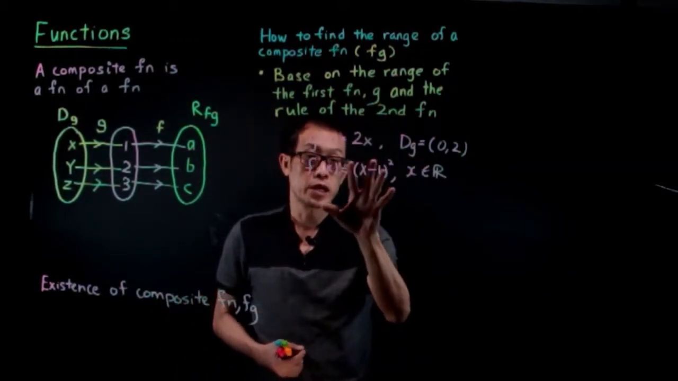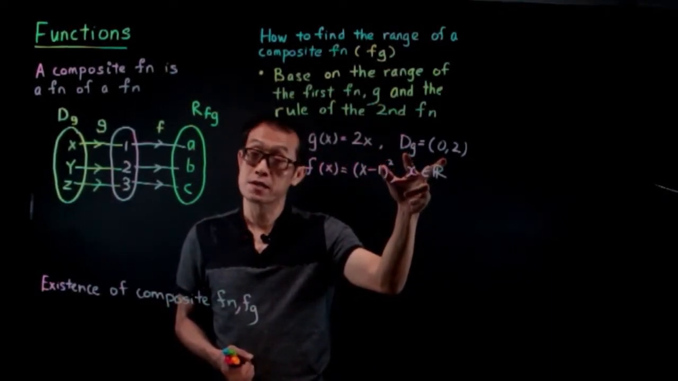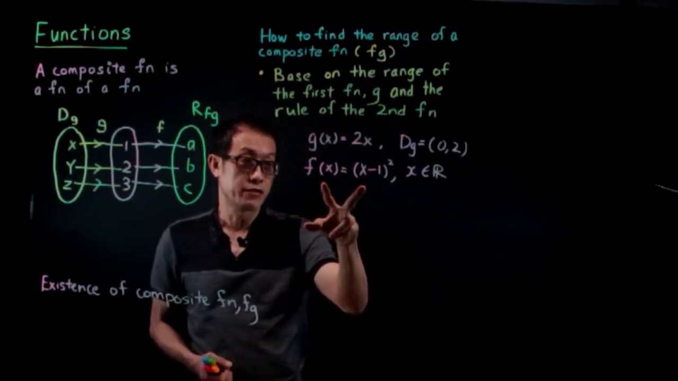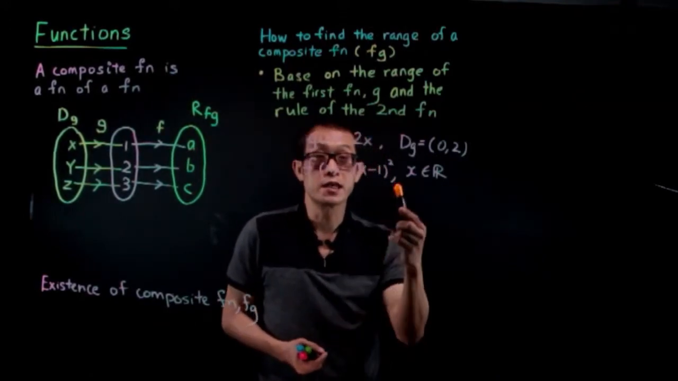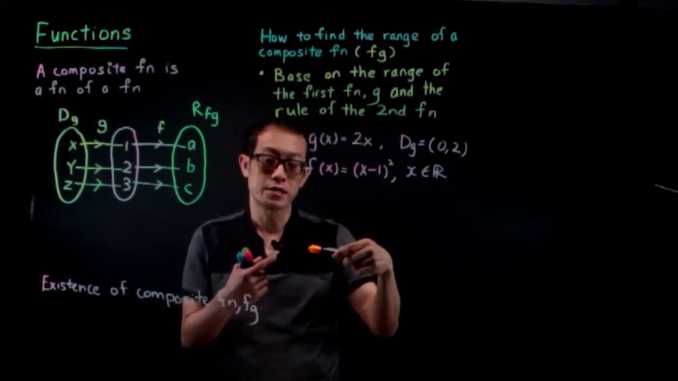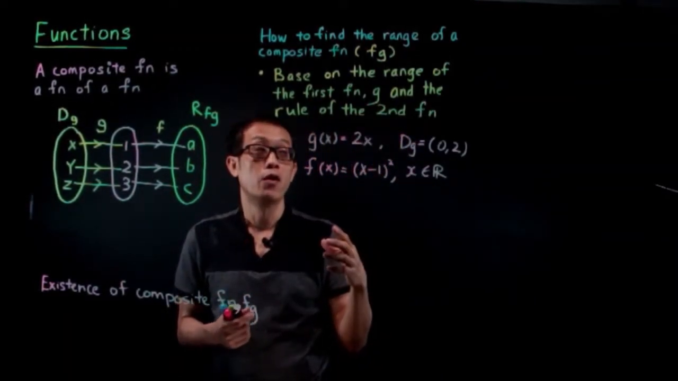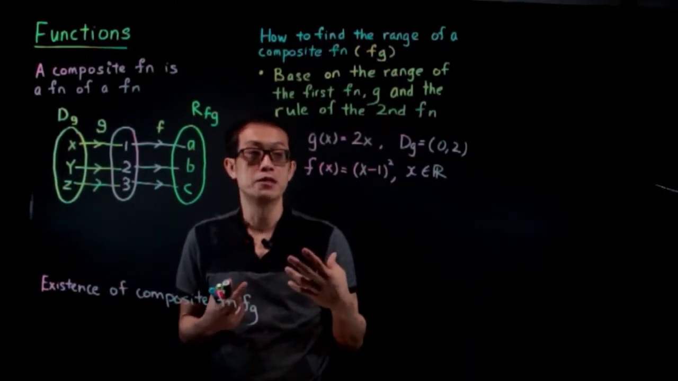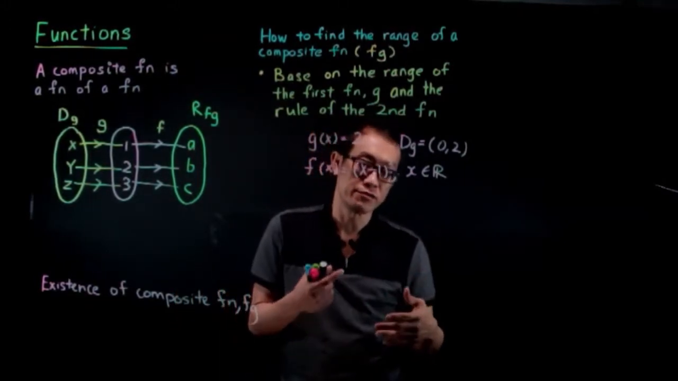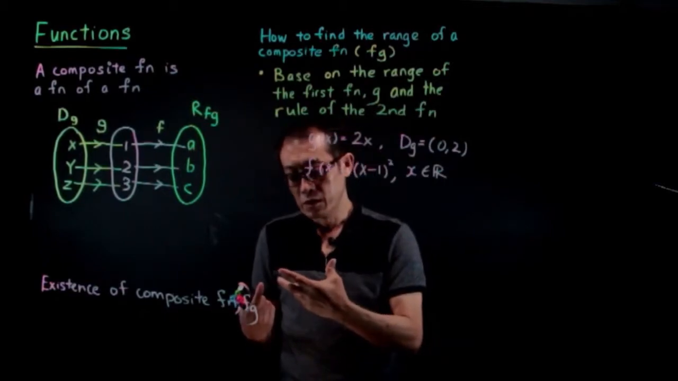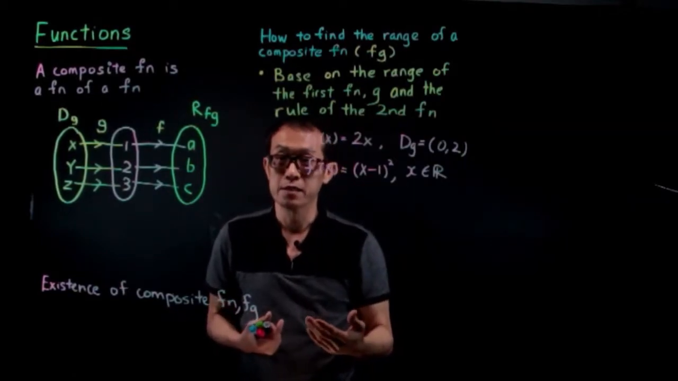Now let's look at this. This is g of x, this is the given domain, the same example as just now, and this is f of x, and this is its domain. In this case we don't need to find the rule of fg. This method is good because sometimes it's very hard to find the rule of the composite function, so normally we can use this method.